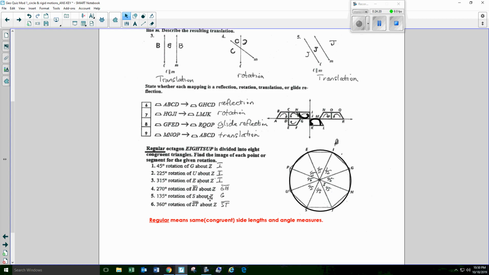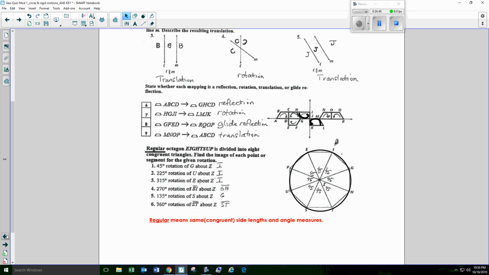135-degree rotation of S. Here's S, 135 degrees. Again, positive degrees, counterclockwise. So there's 45, 90, 135, G. And a 360-degree rotation means we're obviously right back onto itself. Of ST is going to give you ST itself. Okay, and there's your answer. All right, that will answer all these questions.